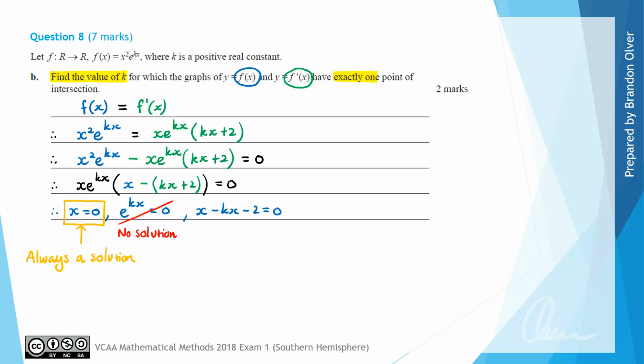So there's always going to be a point of intersection at x equals 0. And then this equation can lead to a possible second solution. So if we want just one point of intersection, we just want it to be the x equals 0 solution. So therefore we need no solution for this second equation.